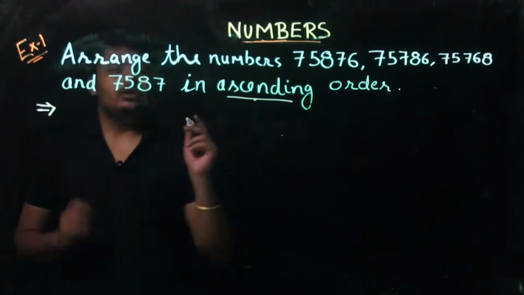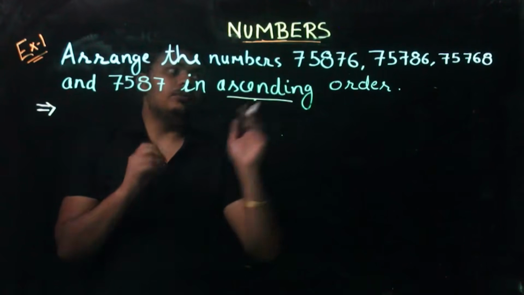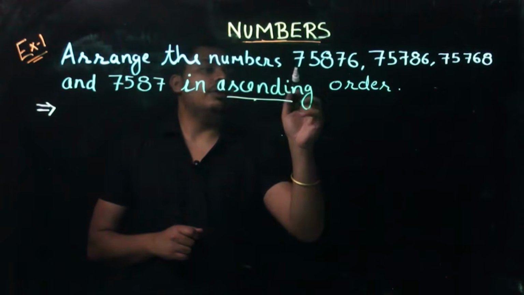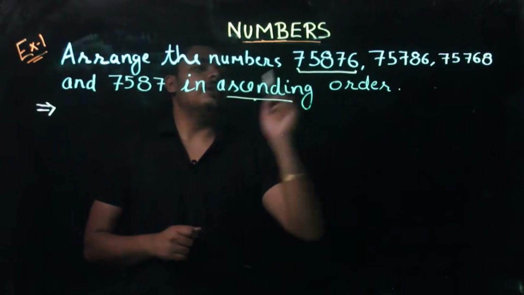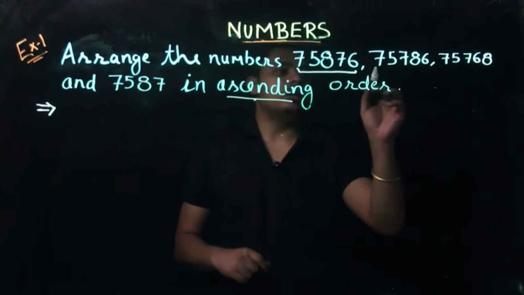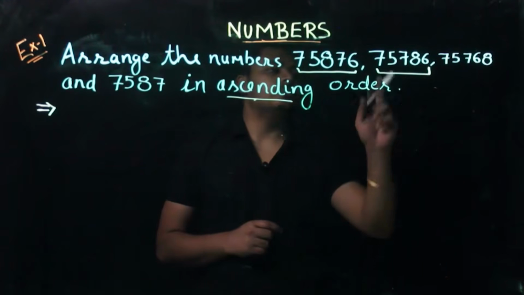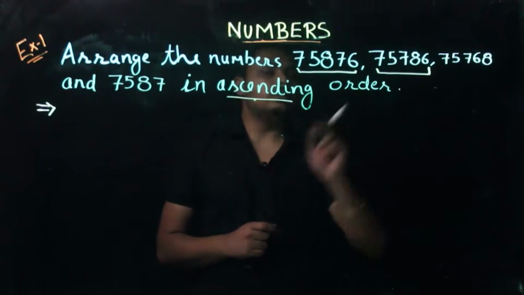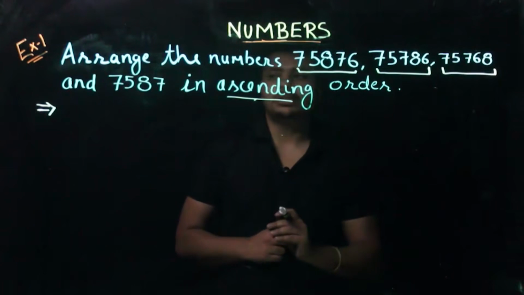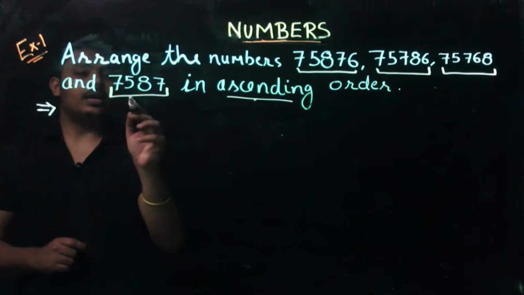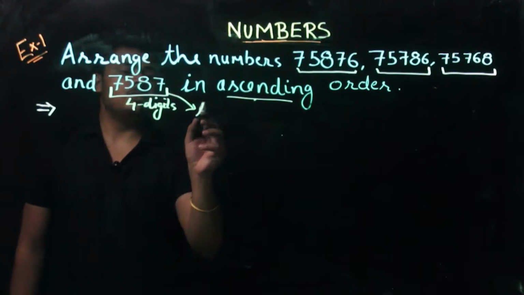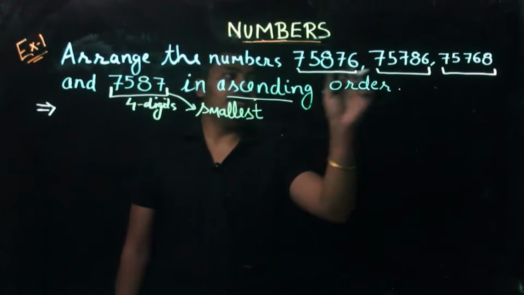So the first step is to calculate the number of digits in each and every number. In the first number, there are 1, 2, 3, 4, 5. Now looking for the number of digits in my second number, 1, 2, 3, 4, 5. Here also I have 5 digits, whereas in my third number also there are 5 digits. But in my fourth number, there are only 4 digits. So I can say this is the smallest. And now I need to compare only the 3 numbers.